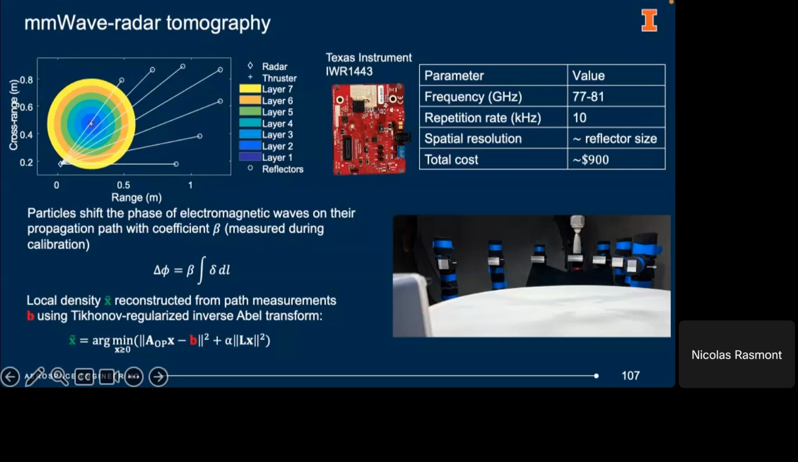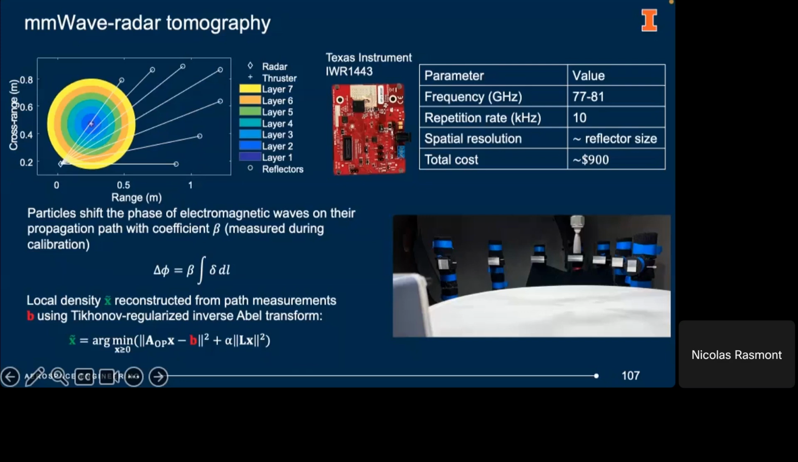In order to realize those measurements, we use a radar, a Texas Instruments IWR-1443, that operates at 77 gigahertz with a repetition rate of 10 kilohertz. And in order to create those measurement arms in which the millimeter wave propagates, we use the radar in conjunction with a series of reflectors. You can see here on the bottom right an image of the radar, which is in the gray box, and a series of reflectors, which each generate a measurement arm on which the path integral of concentration can be measured.